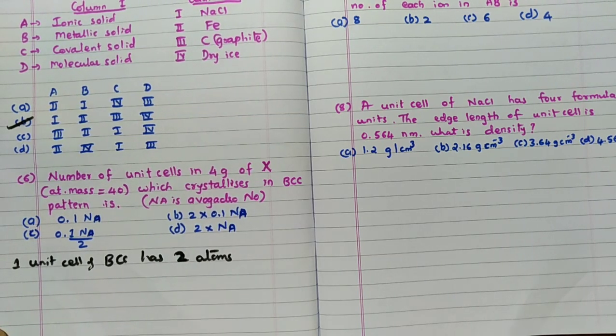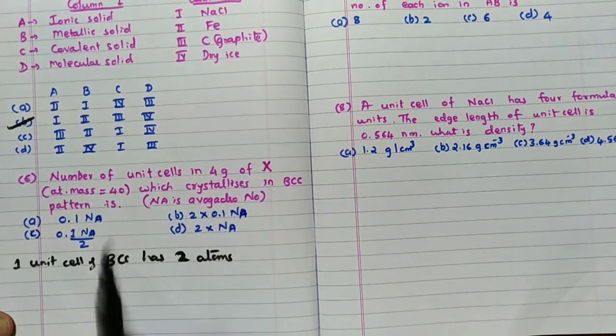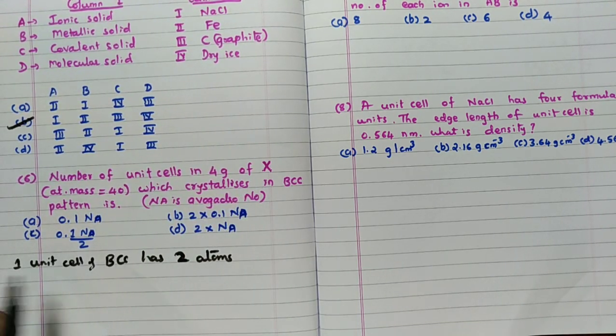This part we know. Now what you have to calculate? In 4 gram of X, how many atoms are there? 2 atoms per 1 unit cell. That many, how many unit cells do you have to see? Right? So what does 4 gram of X mean?